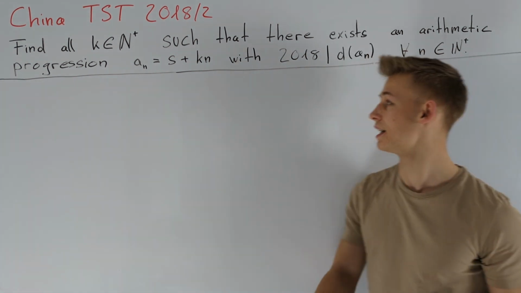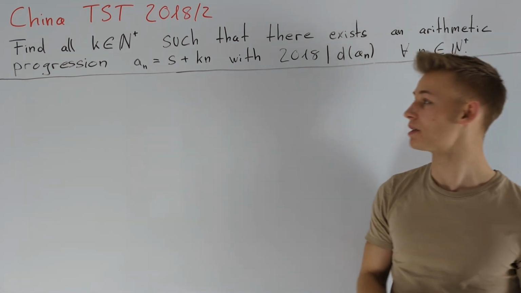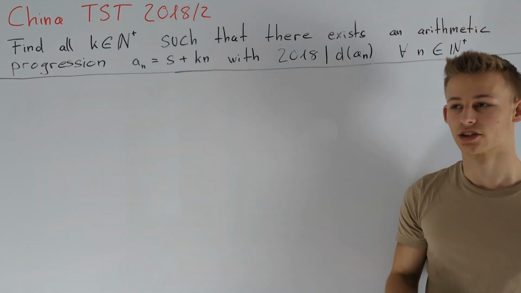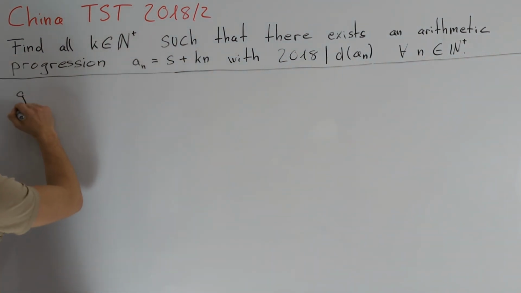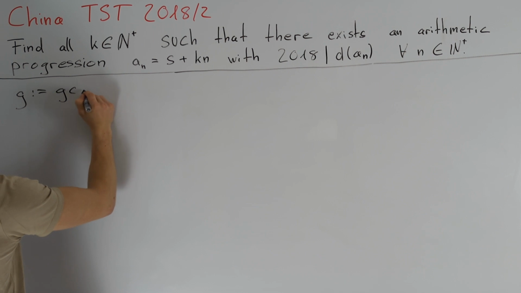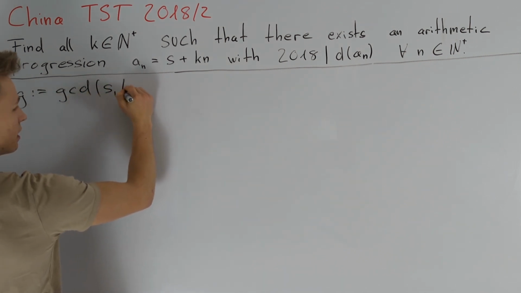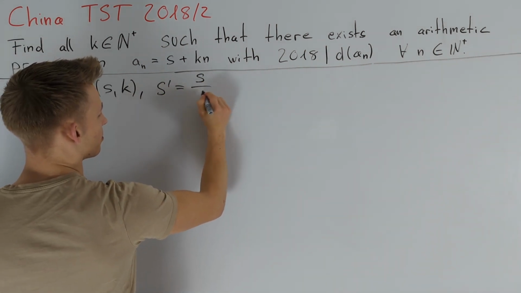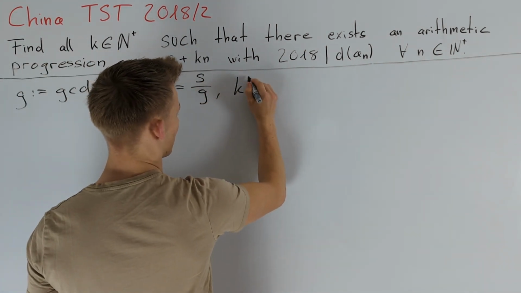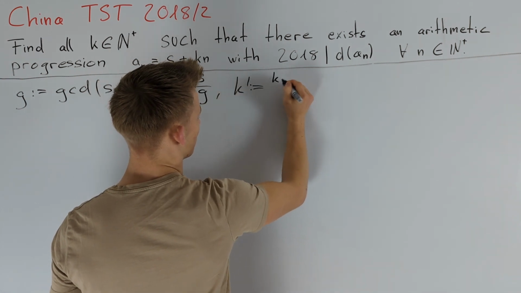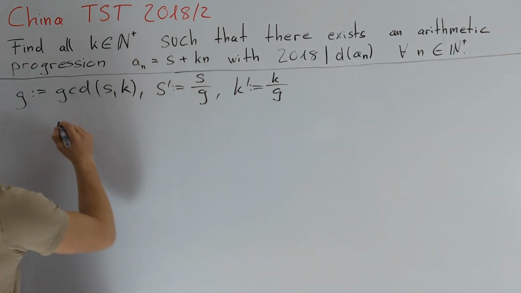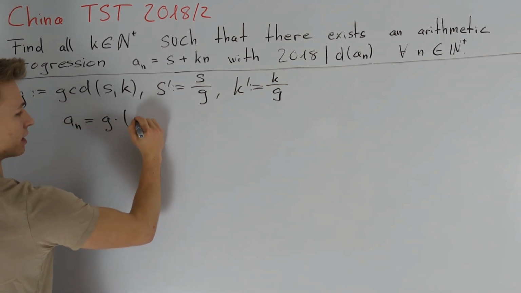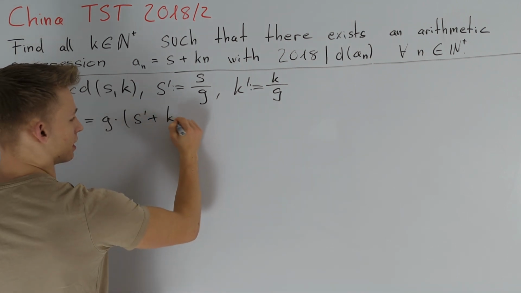In order to get a better handling of this function, our first step is to factor out the greatest common divisor of s and k in the sum. So let us define g to be the greatest common divisor of s and k, and then we can define s' to be s divided by g and k' to be equal to k divided by g. Then we can write a_n to be equal to g times (s' plus k'n).